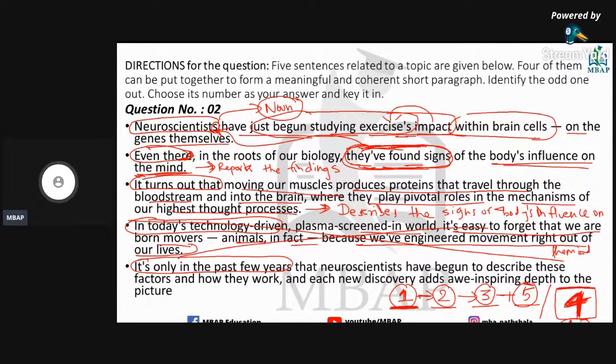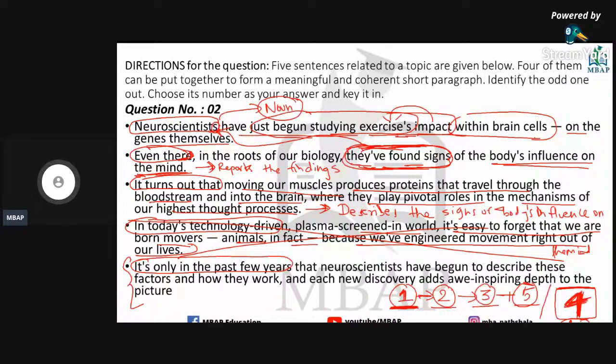Correct. And immediately when you read 4, you realize plasma screened world, technology driven, all unrelated sentences, right? So it is nowhere related with the other three. You automatically realize, okay, this is going haywire. This is not in the context with the other three sentences. But I always say this: without reading the last sentence, the fifth sentence, don't jump to the conclusion.